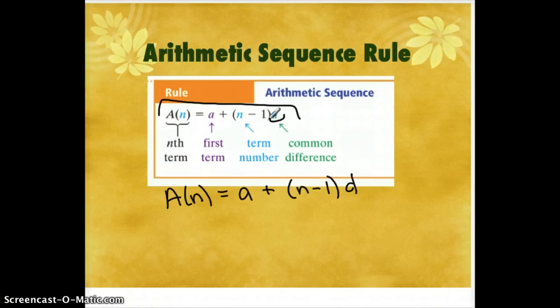I put my common difference before the term number because of the commutative property of multiplication. You can do that in a different order, but that's what it should look like. So this is the arithmetic sequence rule. If you're trying to find any term, you can use this rule. It always works because you're adding that same number every time.